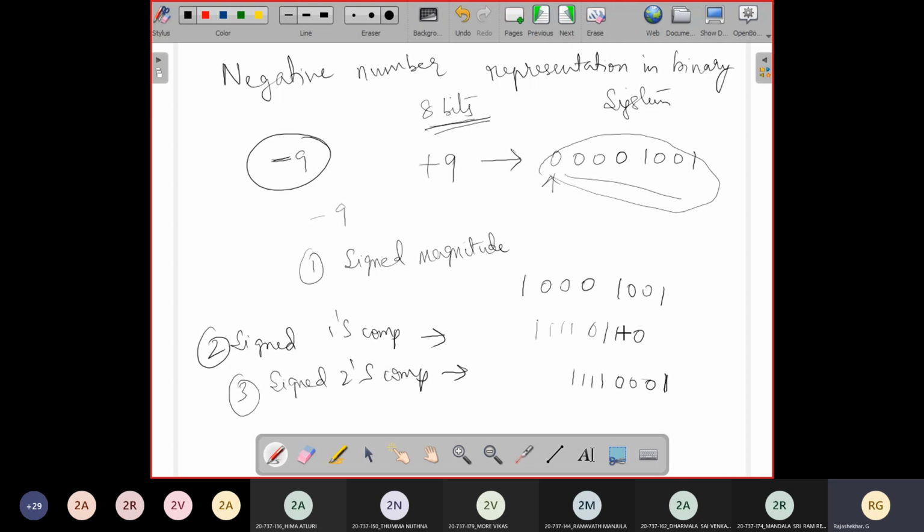Online guys? Online guys, offline guys, am I clear? Is the procedure clear to you? Yes, sir. Any doubts there, online guys? Sir, in the signed 2's complement, I think it should be 1, 1, 1, and 0, no, sir.